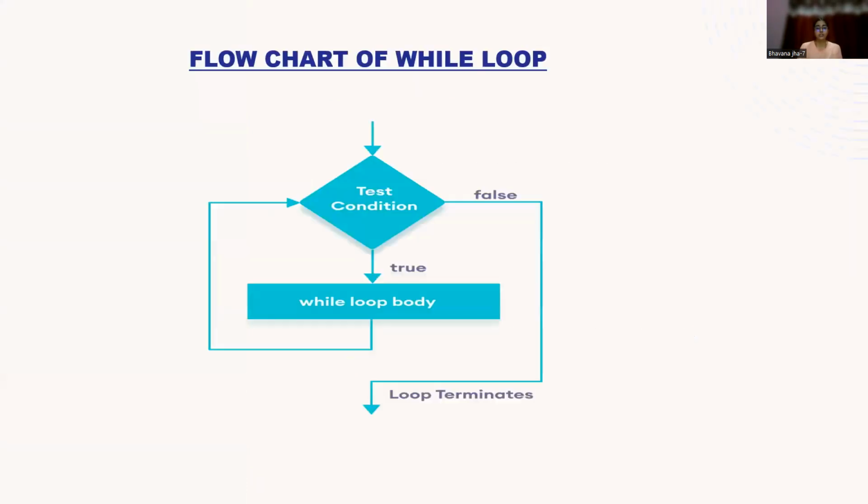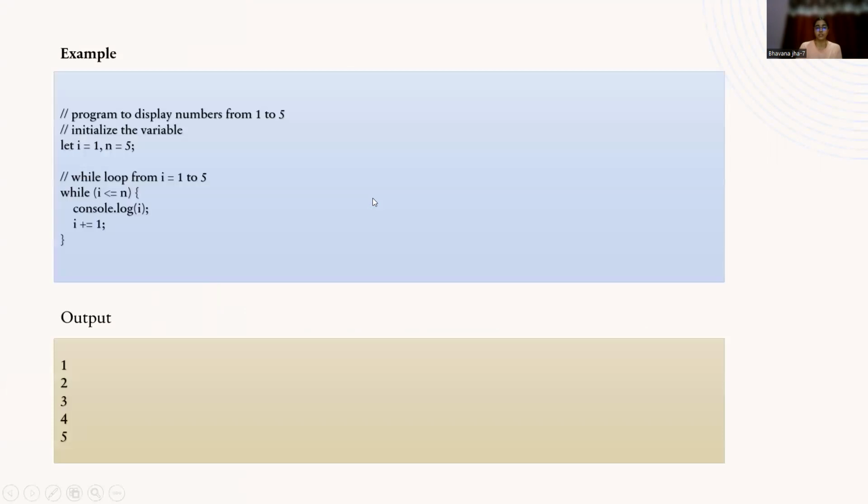Let's see the flowchart of the while loop, where we have the test condition. If this test condition is false, then the loop gets terminated. If the test condition is true, then we go inside the while loop body, and again we check the condition. This goes on until the condition becomes false. So this is the example of a while loop.